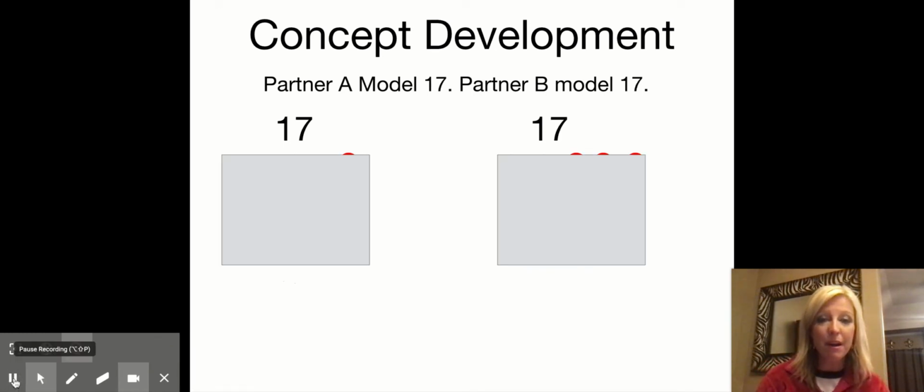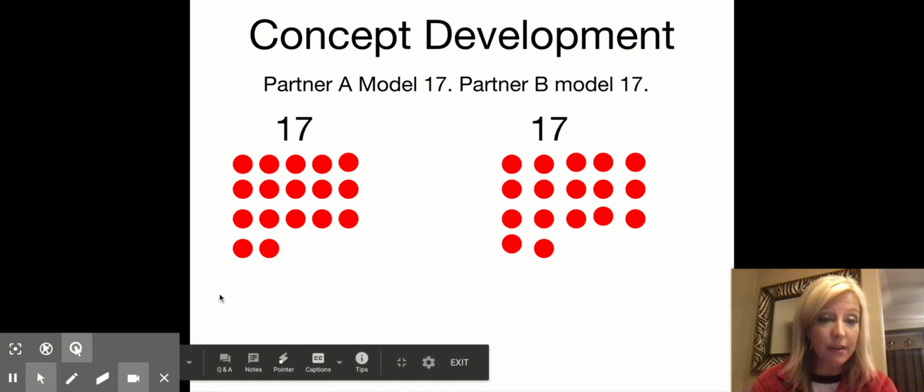All right, one more problem to do with your partner. Partner A, model 17. Partner B, model 17. Pause the video and model those two numbers. What do you notice about the two numbers? They look the same, don't they?